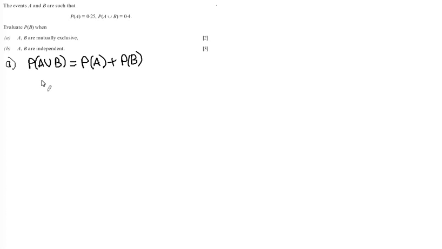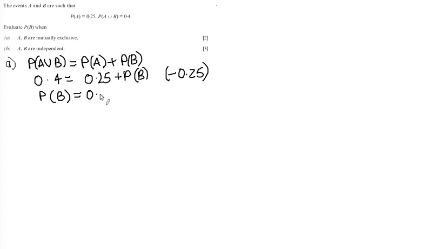This gives us the fact that we have 0.4, that's the probability of A union B, is equal to 0.25 plus the probability of B. If I subtract 0.25 from both sides of the equation, then I am left with the probability of B being equal to 0.15.